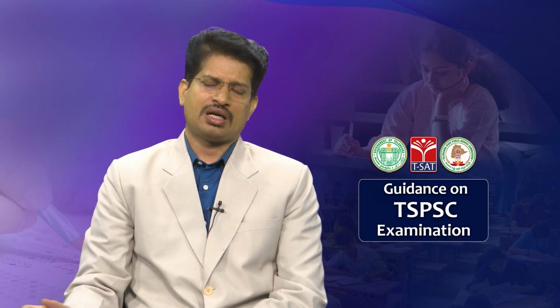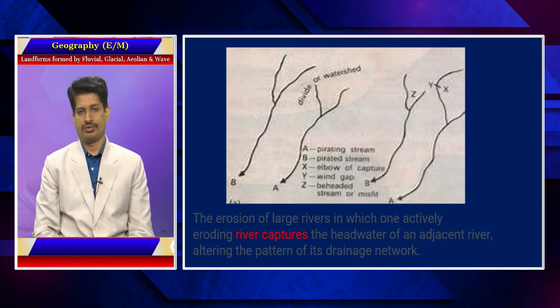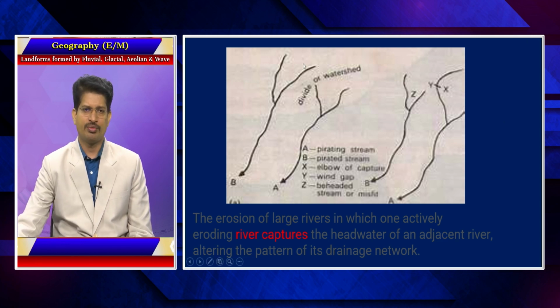Another aspect which we need to understand here is river piracy. For example, in the first case, at this point, the tributary of the river is merging into this main river stream. When you observe the second case, the first part has been merged into the second river.